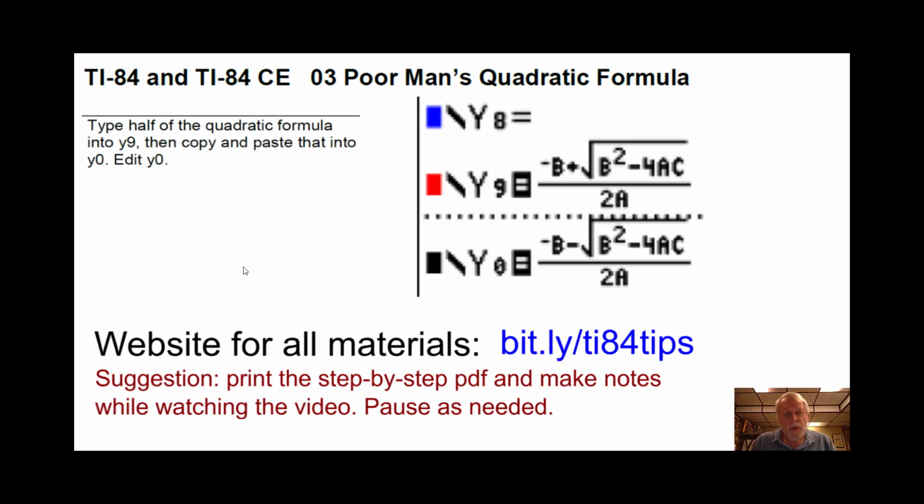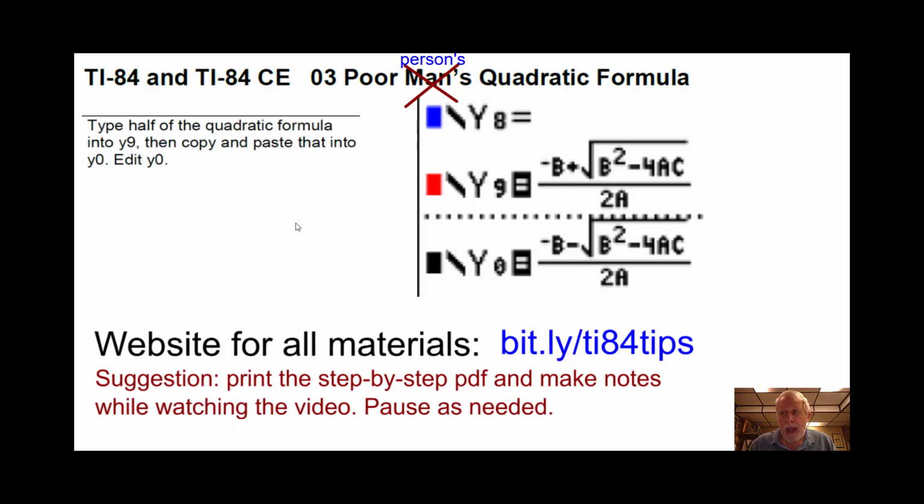This is tips and tricks number 3, poor man's quadratic formula. This is where you can get all the information. Actually, you know what? Let's upgrade this to the 21st century. This is a poor person's quadratic formula. And what we're going to do is put the quadratic formula into Y9 and Y0 so that we have access to it at any time that we need it.